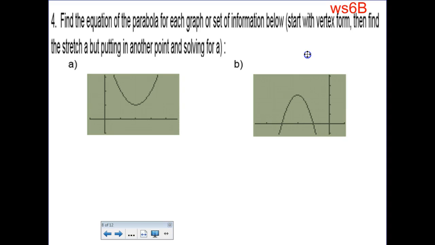Okay, these are fun. We're going to find the equation of the parabola. The suggestion is that you start with vertex form, then find a point, and then do some work and solve. These are going to be kind of tricky. When I give you homework or test you on this, I'm not going to make you estimate anything. I'm going to give you labeled points, because this would be very difficult to do without me flat out telling you the ordered pairs.